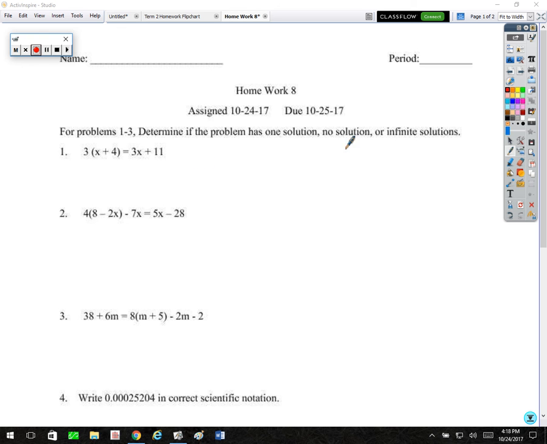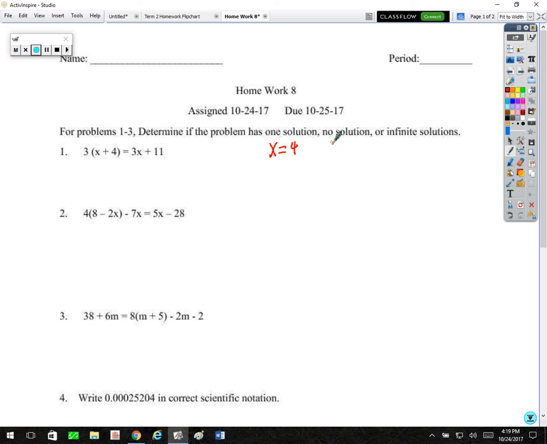Let's look at some of the problems for homework number 8. Remember, we talked about in class today, we were looking at one solution, no solution, and infinite solutions for linear equations. If we recap real quick, one solution means the answer is going to come out to be something like x equals 4, anything with a variable equals a number.